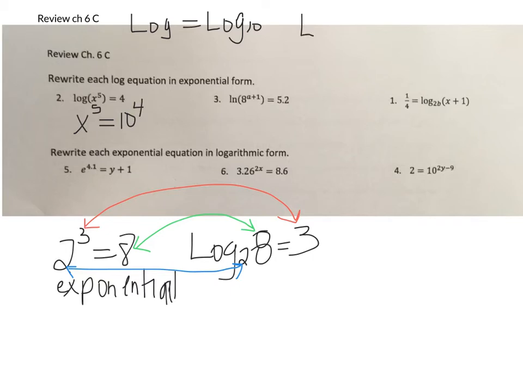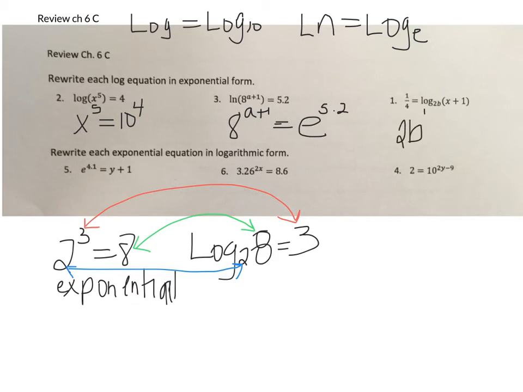Now remember that the natural log, ln, is log base e. So we have what's inside the log, 8 to the a plus 1, is equal to the base of the log, e, to what it's equal to, 5.2. And then the log base 2b of x plus 1 equals 1/4. So our base is 2b, our exponent is the 1/4, and that equals x plus 1.